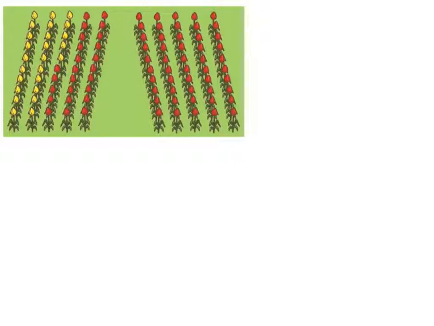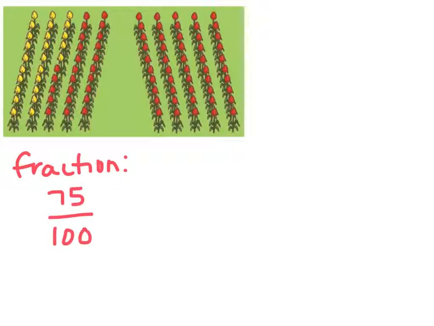Percents are simply another way of writing the part of a whole. In this field, there are 100 tulips. 75 of them are red. There are 3 different ways that we can express that 75 out of 100 tulips are red. The first would be as a fraction, where we would write 75 over 100. You could simplify that if you wish, but for now we're just going to leave it at 75 over 100.